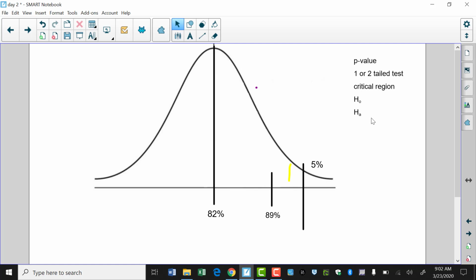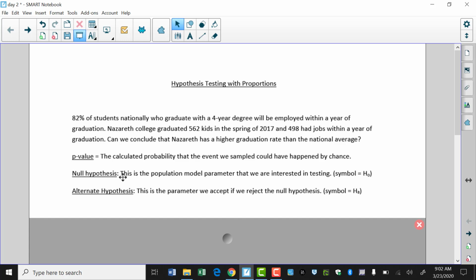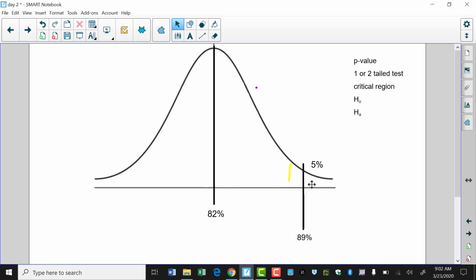Now, you also see here the H0 and HA. What the H0 and HA are is our null and alternate hypothesis. So if you go back and look at this page, the null hypothesis is the population that we are interested in testing, and the alternate is the other side of this. So what are we looking to test? In this case, the null hypothesis is 82%. And the null hypothesis is always going to be, what does your population tell you? In this case, it tells you we are at 82%.